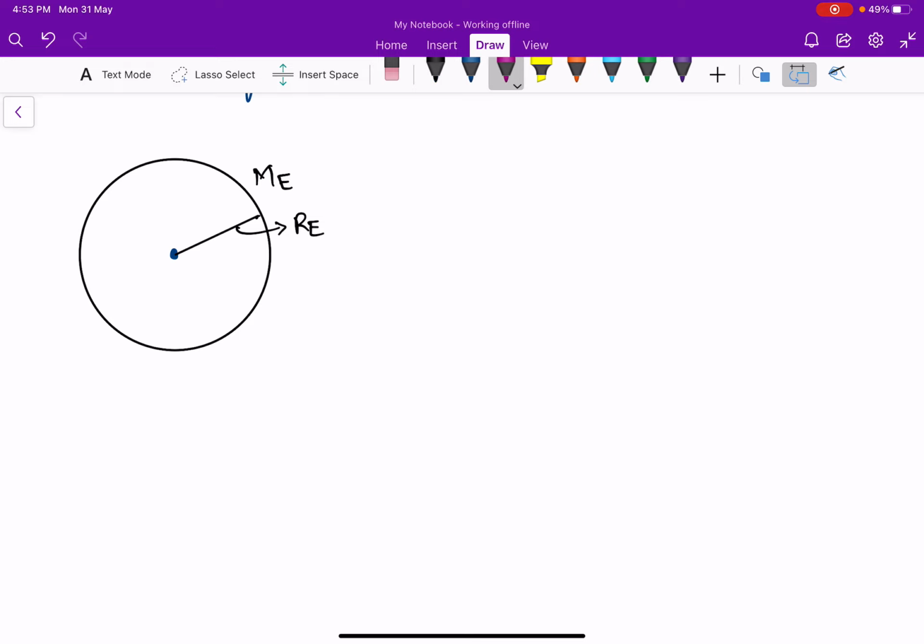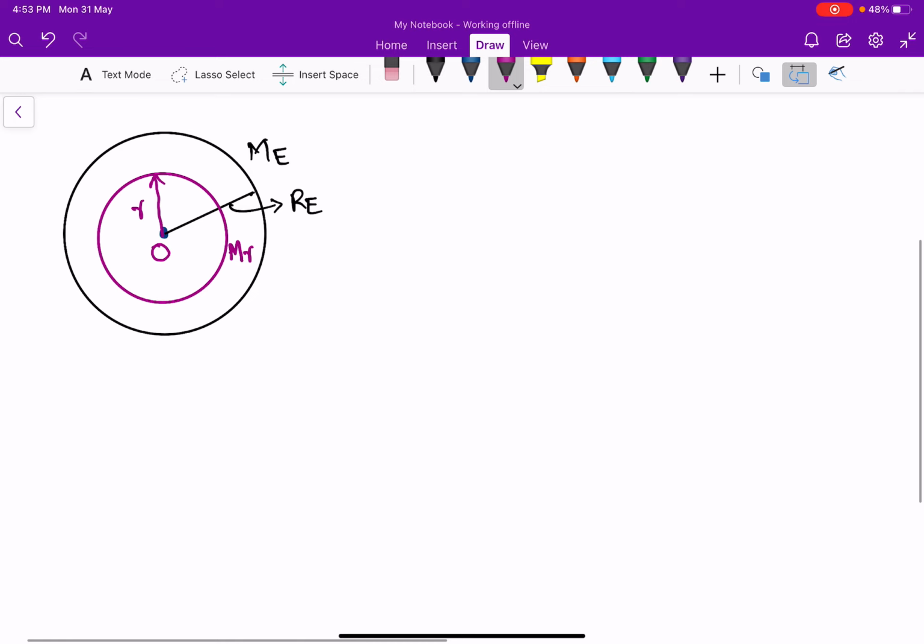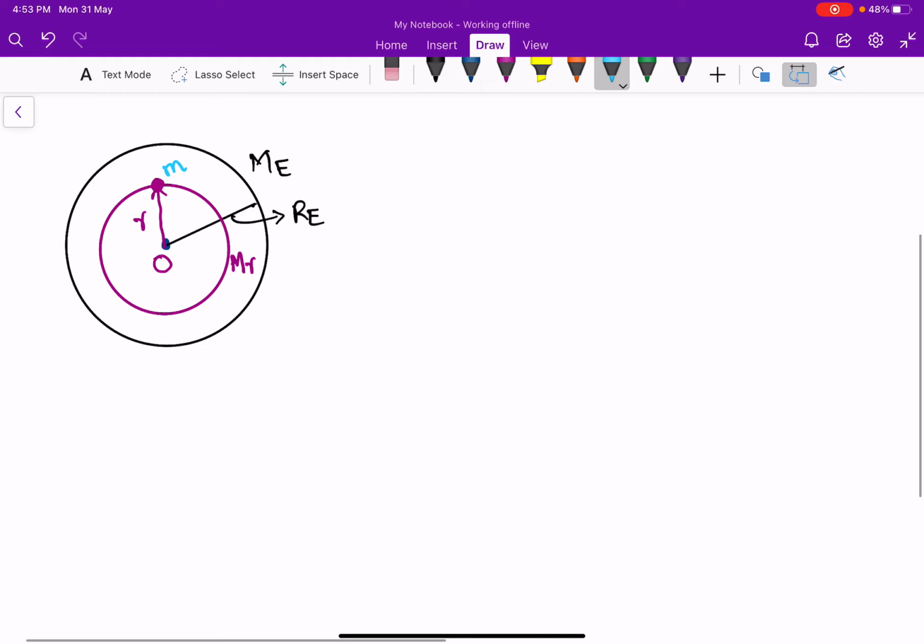I am taking a spherical shell which is at a distance r from the center. This distance is r, and the mass up to the spherical shell is Mr. This is the center of the Earth. And let a point mass m be kept at this location, inside the Earth surface.